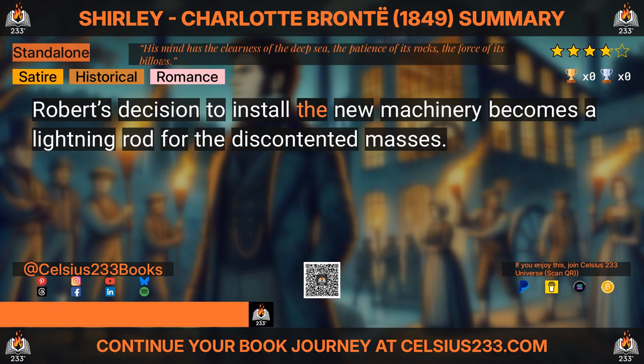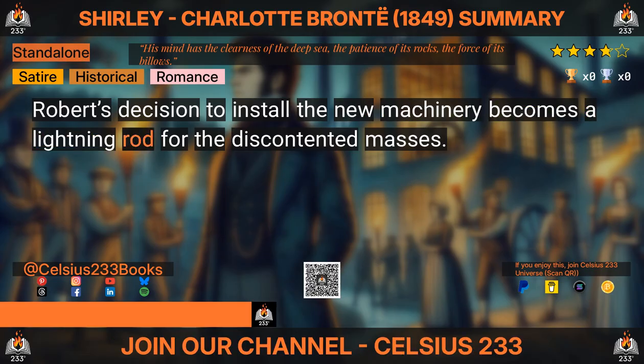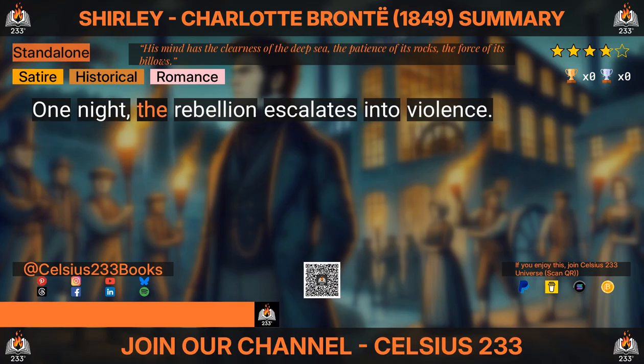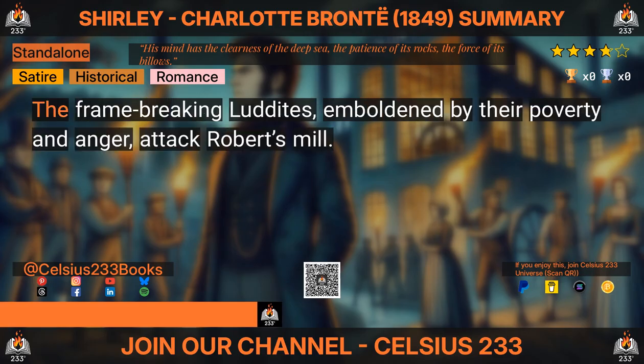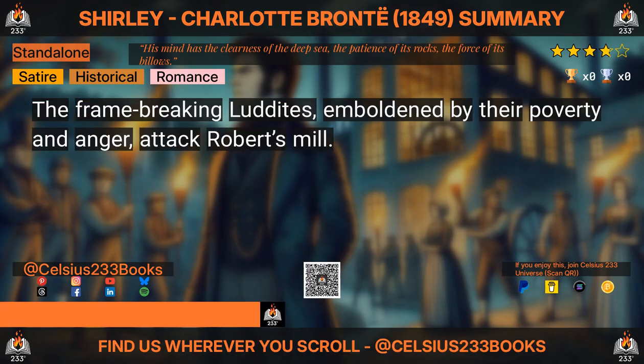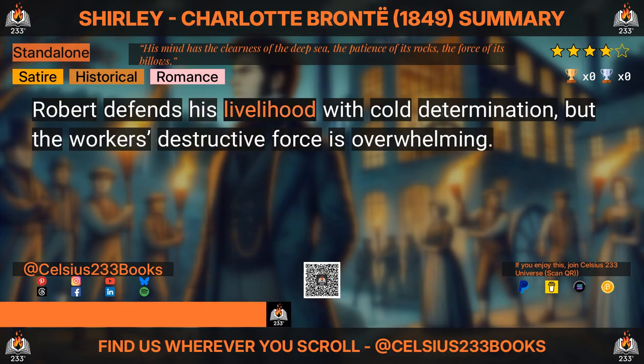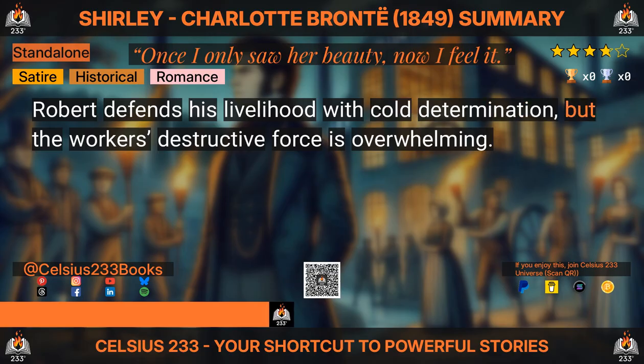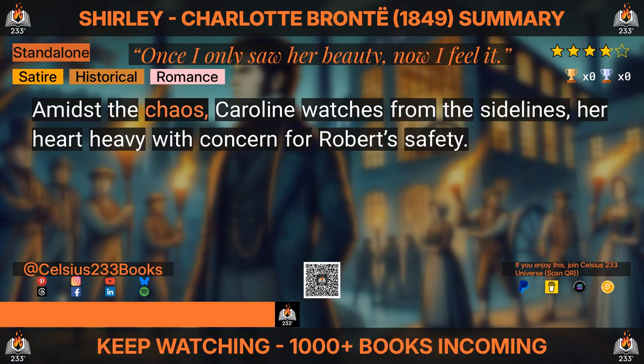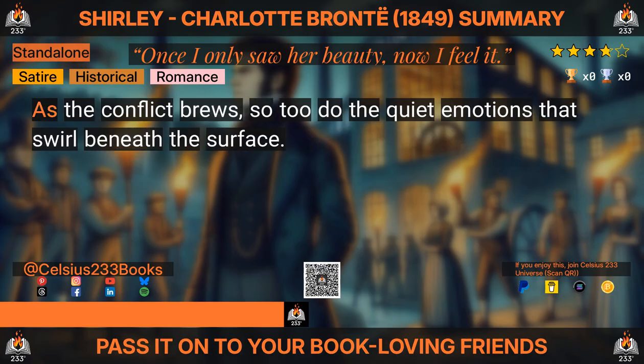Robert's decision to install the new machinery becomes a lightning rod for the discontented masses. One night, the rebellion escalates into violence. The frame-breaking Luddites, emboldened by their poverty and anger, attack Robert's mill. Robert defends his livelihood with cold determination, but the workers' destructive force is overwhelming. Amidst the chaos, Caroline watches from the sidelines, her heart heavy with concern for Robert's safety.